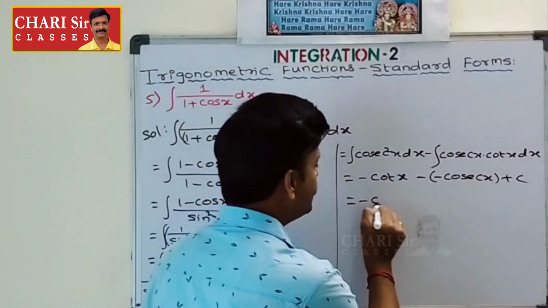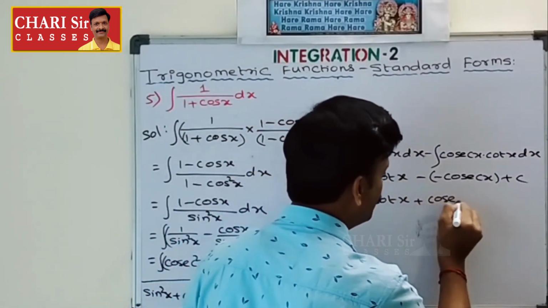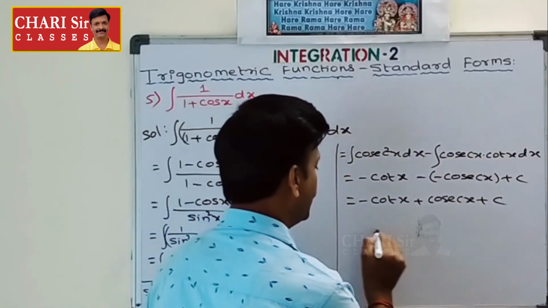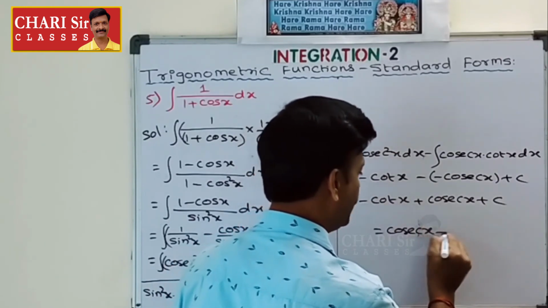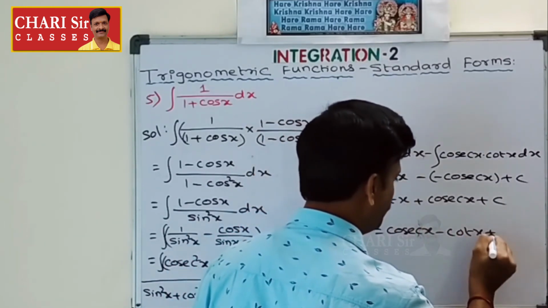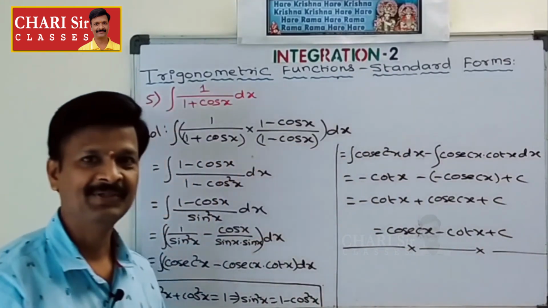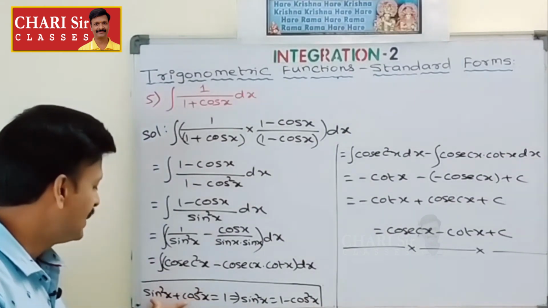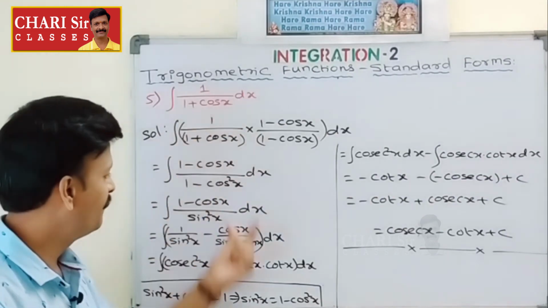Now minus cot x, minus of minus, plus cosecant x plus c. This can also be written as cosecant x minus cot x plus c. This is a very important question, and the solution is very easy. Just you need to remember this identity, sin square x plus cos square x equal to 1. With this everything you get.